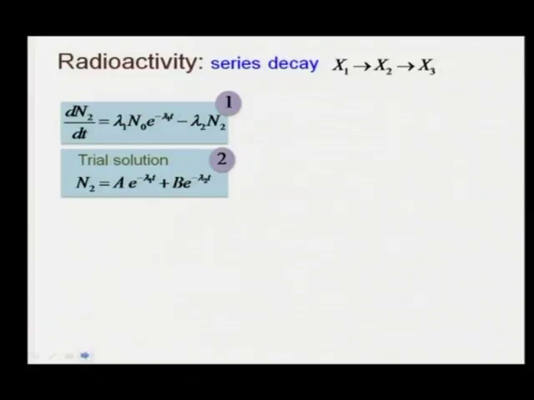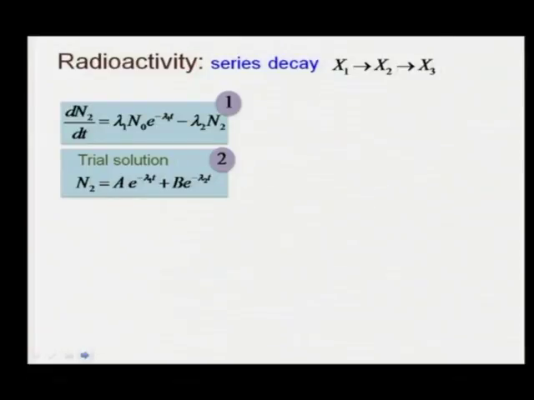So, to get n2, solve for n2, we will actually put in a trial solution. Let us assume, let us consider n2 equal to some constant A times exponential minus lambda 1 t. It looks like from equation 1 that it has some term which is like exponential minus lambda 1 t, then plus B exponential minus lambda 2 t.